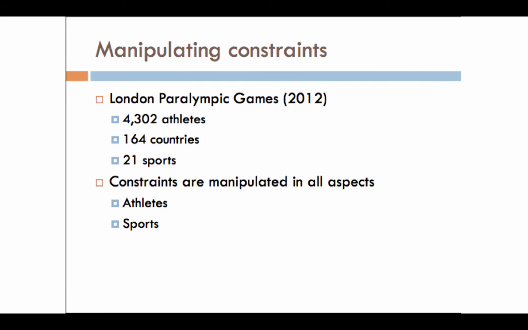An example of manipulating constraints would be the London Paralympic Games. There are about 4,302 athletes from 162 countries in 21 different sports, and each individual in the Paralympic Games has a different set of constraints that they're working with. Many times it is body structure constraints, so an individual constraint, as well as sociocultural constraints. And these can be manipulated in aspects such as the athletes with additional equipment, or in the sports itself where the rules of the sport can change.